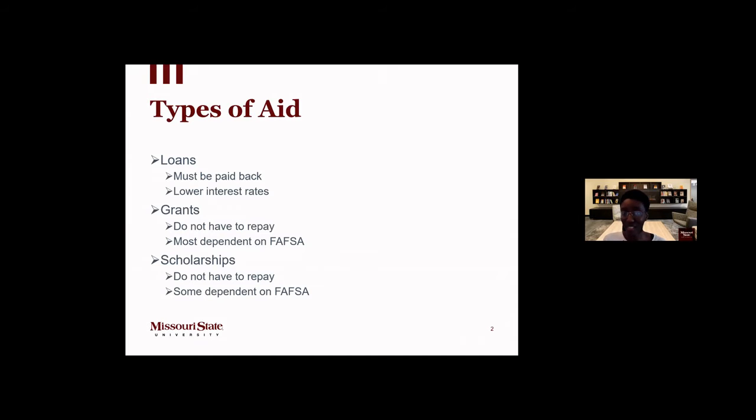And then last but not least, you have scholarships. These are also funds you don't have to repay. Some are dependent on FAFSA. We do see some options for need-based scholarships, and they determine whether you qualify based off of your income level, and use that information from the FAFSA to determine who qualifies for that particular scholarship. So while you don't have to fill out the FAFSA to get a scholarship, if it's a need-based one that you're trying to apply for or be considered for, you're going to want to fill out that FAFSA so they have access to your income and your financial information for those purposes.